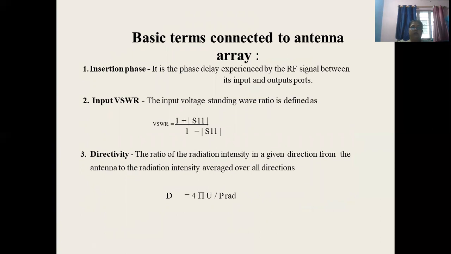Basic terms connected to antenna array. Insertion phase: it is the phase delay experienced by the RF signal between its input and output ports. Input VSWR: the input voltage standing wave ratio is defined as 1 plus S1 upon 1 minus S1. Directivity: the ratio of the radiation intensity in a given direction from the antenna to the radiation intensity averaged over all directions.